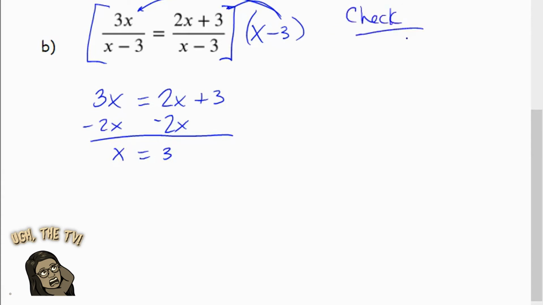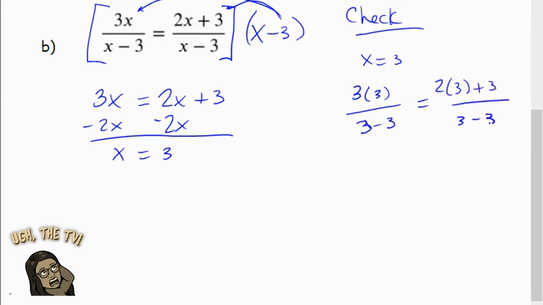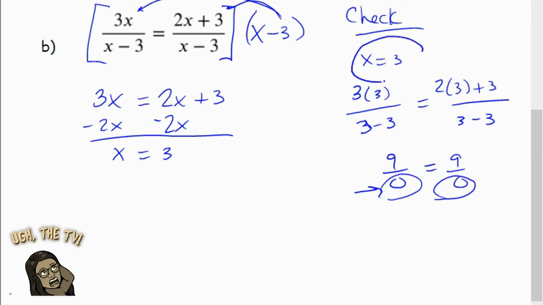So what we have to do lastly is plug 3 in to check. So let's take x equals 3. We have 3 times 3 all over 3 minus 3 equals 2 times 3 plus 3, and then again 3 minus 3. Well, looks like we have a problem. So then this is, well, you can't have denominators of 0. So what that says is that 3 is not a solution.